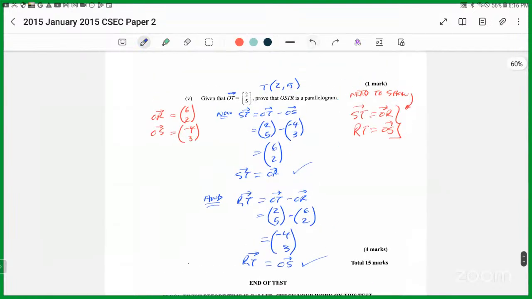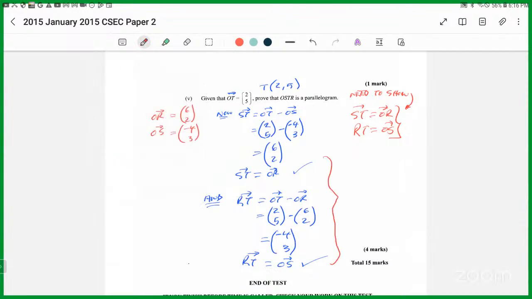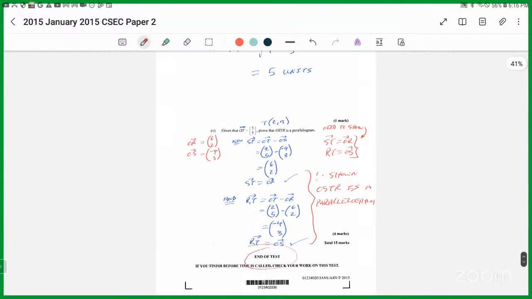Shown both things. So based on all of this, and so therefore, shown that ORST is a parallelogram. And that is that.